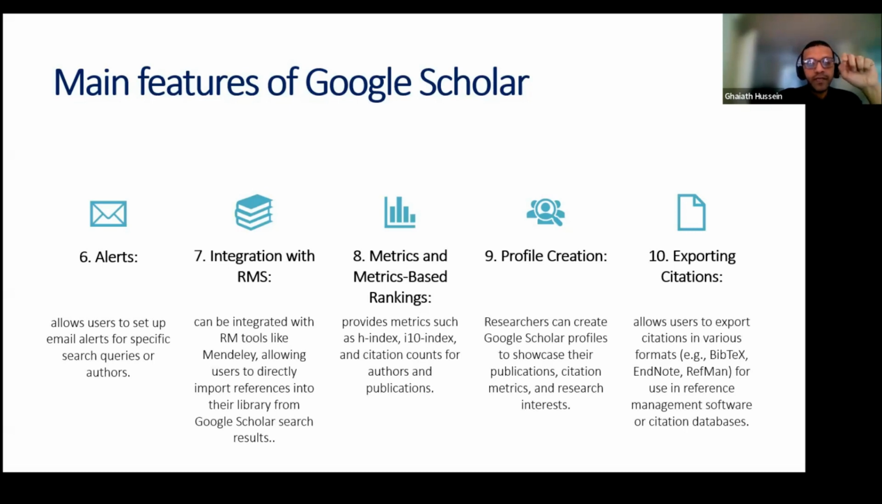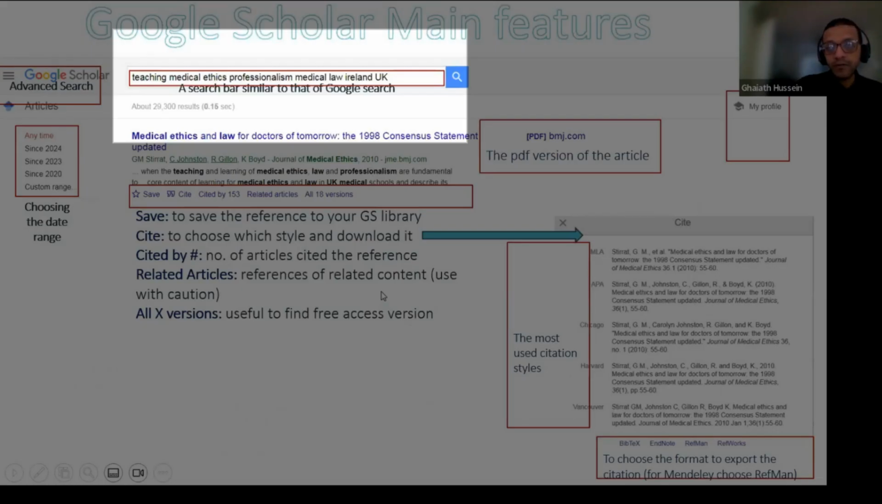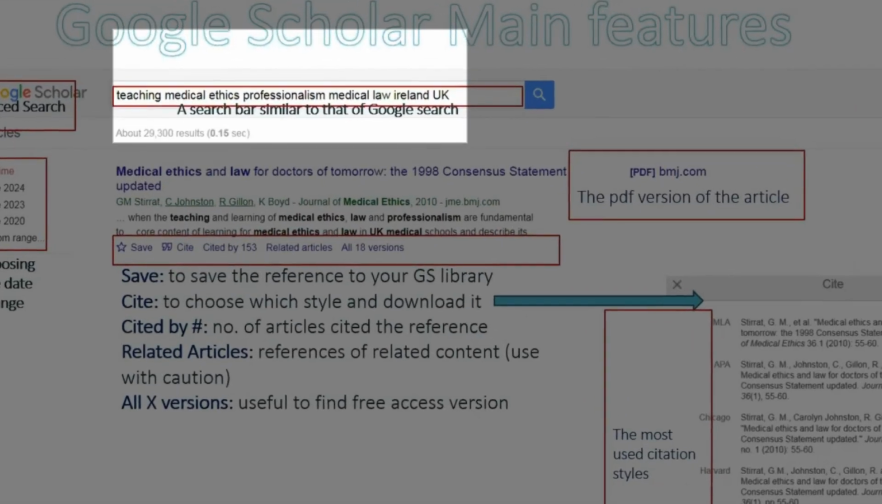For example, you want to contact an author and you want to make sure that this author is an expert in this area, and how many publications he has, or what the impact of his work is. So these kinds of metrics help you to do that, and profile creation, as I just mentioned, and then exporting citations, which is basically anything that you can find on Google Scholar can be exported into any reference management software. I know that you are familiar with the page, but I want to emphasize certain parts of it.